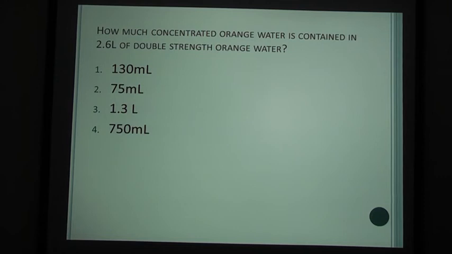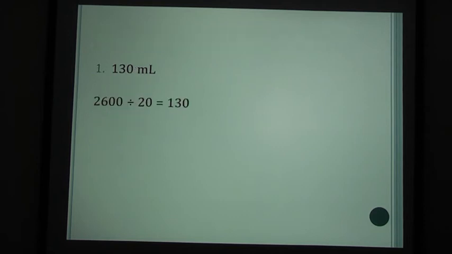So how much concentrated orange water in double strength orange water? Okay, so you've got 130 mils because you convert it into millilitres, so you get 2,600, you divide by 20 and you get 130.